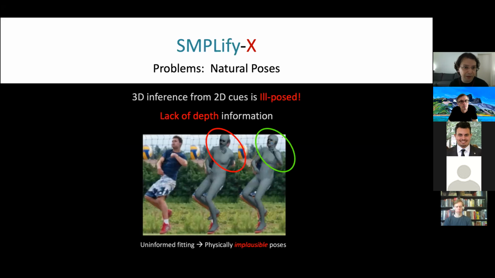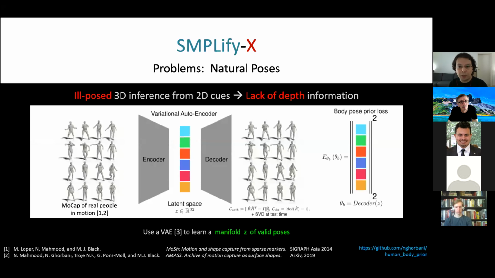This faces similar ambiguities like SMPLify. Due to the lack of depth information in color images, it is hard for our method to figure out if the arm needs to be in front or behind the torso. To better account for this, we employ recent advances in datasets and deep learning. We employ the AMASS dataset that provides full 3D meshes for a big collection of mocap datasets. And with this, we train a variational autoencoder that learns a low-dimensional latent space Z. This is the manifold of valid body poses. And now our optimization takes place on this manifold instead of the full pose space.